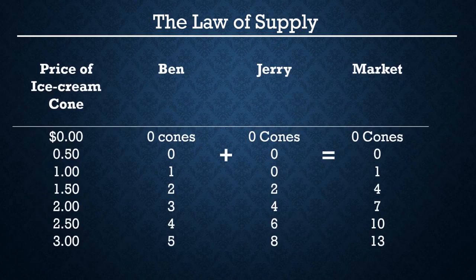So it's not going to surprise any of you at all that the market supply can be expressed as the sum of the individual supplies. The quantity supplied in the market is the sum of the quantity supplied by all of the sellers at each price. Thus, the market supply curve is found by adding individual supply curves horizontally. At a price of $2, Ben supplies 3 ice cream cones and Jerry supplies 4 ice cream cones. The quantity supplied in the market at this price is 7 cones. And you can easily see that.